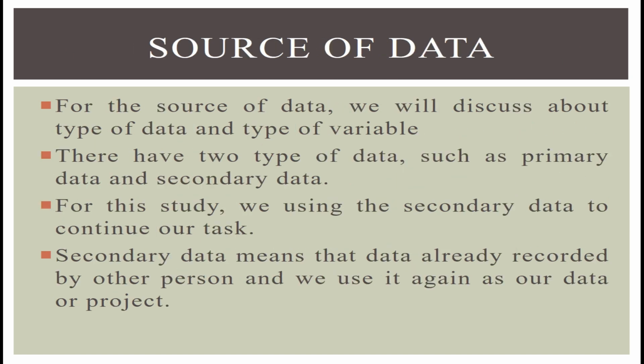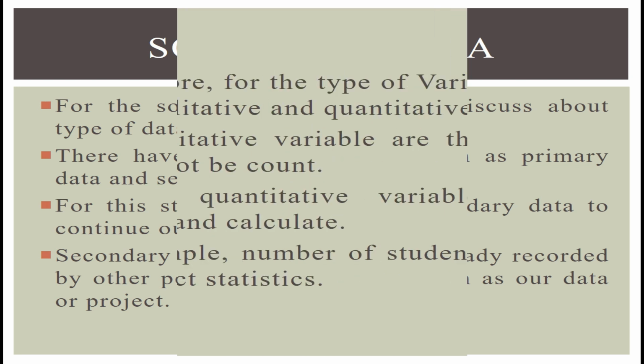The source of data that we use is the type of data and type of variable. There are two types of data, such as primary data and secondary data. In this study, we use secondary data to continue our task. Secondary data means data already recorded by another person that we use again as our data for the project.